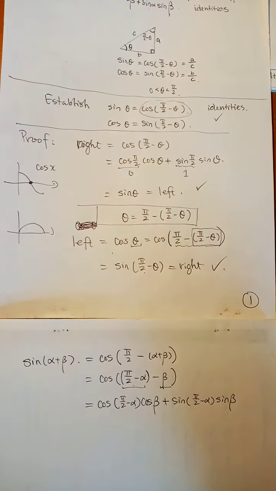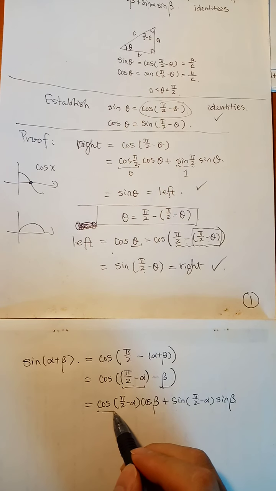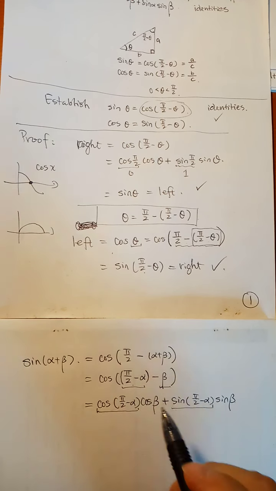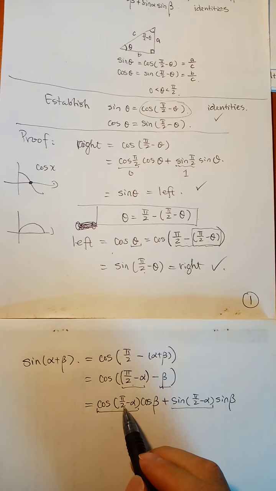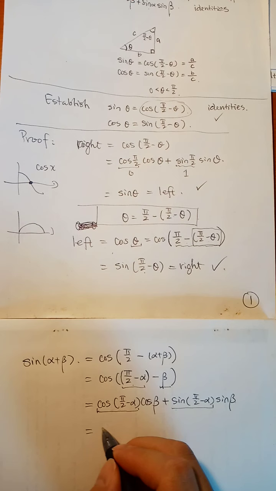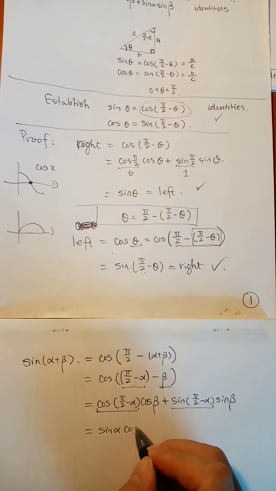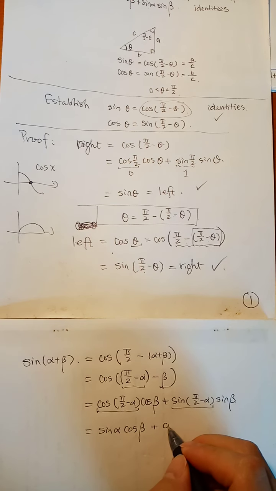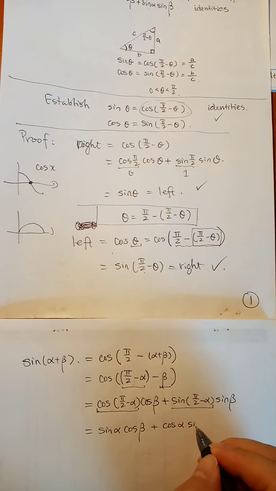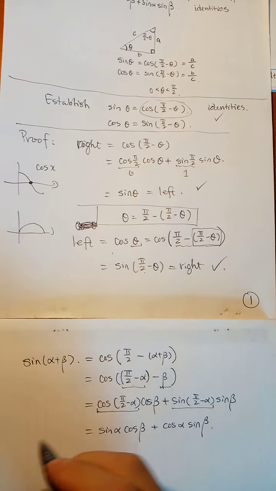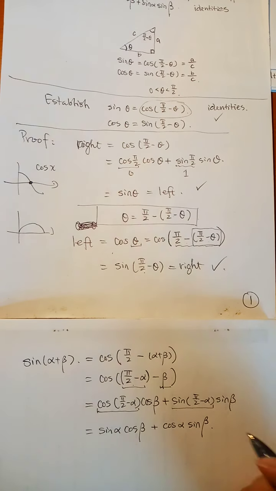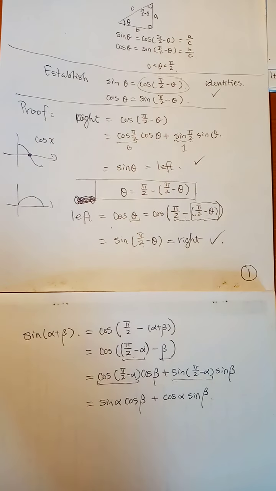Just consider this difference as first angle, the beta as second angle. Okay, and now you apply the formula we just established. Cosine of pi over 2 minus alpha is sine alpha times cosine beta. And sine of pi over 2 minus alpha is cosine alpha. Okay, so that is the formula. And this is a proof. It also establishes the identity.